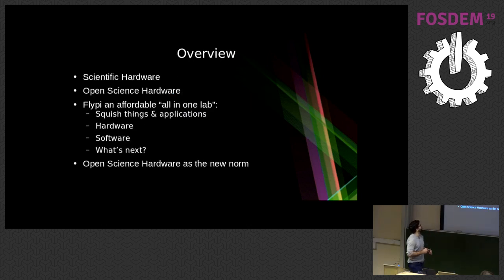So just a quick overview. We're going to talk about open science hardware, of course, and then one example of this, which is something that we've been developing for a number of years, called the FlyPi. I'm going to show you some squishy things from the biology side, so what do we do with this device and other applications we have. Then we're going to see hardware and software, think about what comes next, and think about how we can use open science hardware as a new norm inside research.